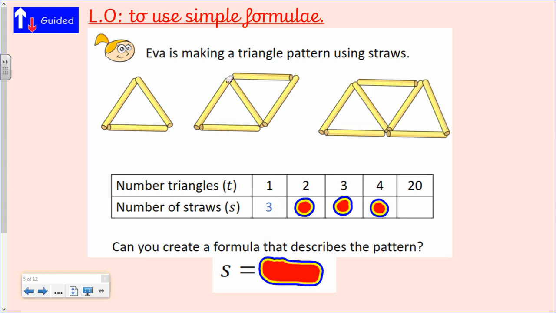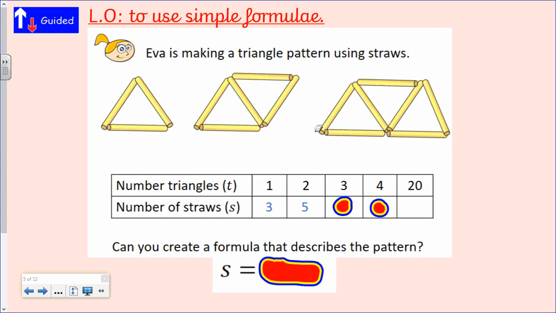Now, if you look closely at this one, for 2 triangles, there's the original triangle. All Eva's had to add on is actually 2 more straws. So for 2 triangles, we've actually got 5 straws. So start trying to think about what's linking these 2 numbers. How can we use the number of triangles to work out the number of straws?